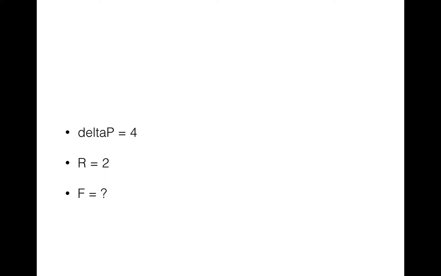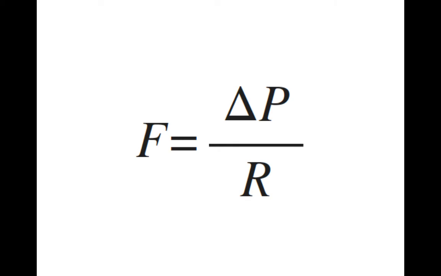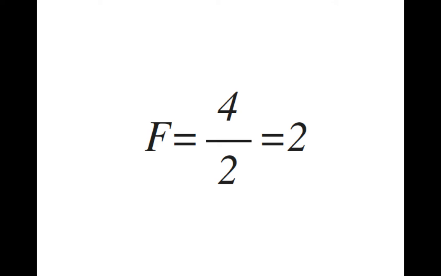Great, so we have delta P and we have R. So we just have to use this equation now to get F. So when you have your variables, the first thing you want to do is go right back to the equation, F equals delta P over R, and then plug in what we know. Well, we know delta P is 4, and we know R is 2, so F is 4 over 2, which is 2. Not too bad, right?